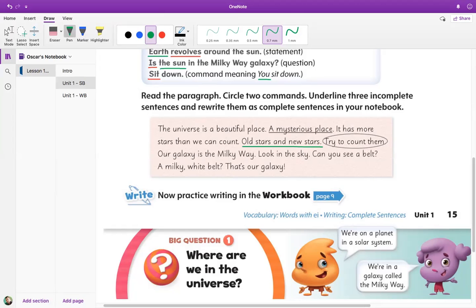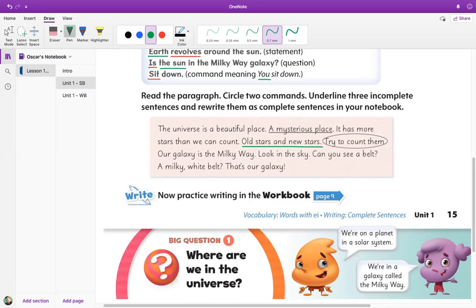Let's continue. Try to count them. As you can see, the book has circled this because it is a command. The writer of the paragraph is asking you to try to count the stars. They are asking you to do an action. Our galaxy is the Milky Way. Look in the sky. Can you see a belt?